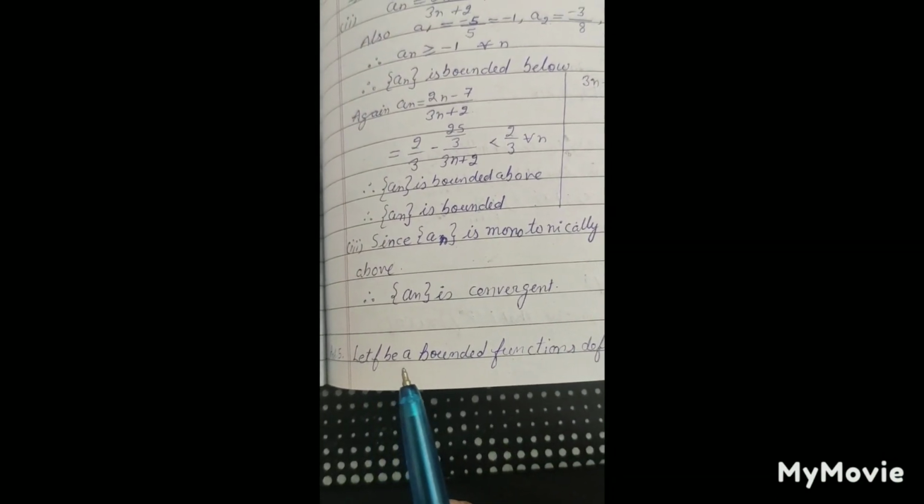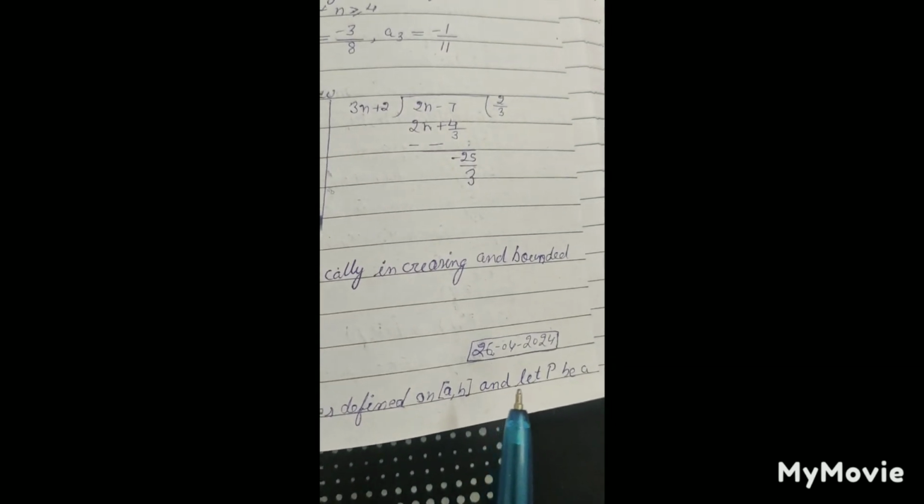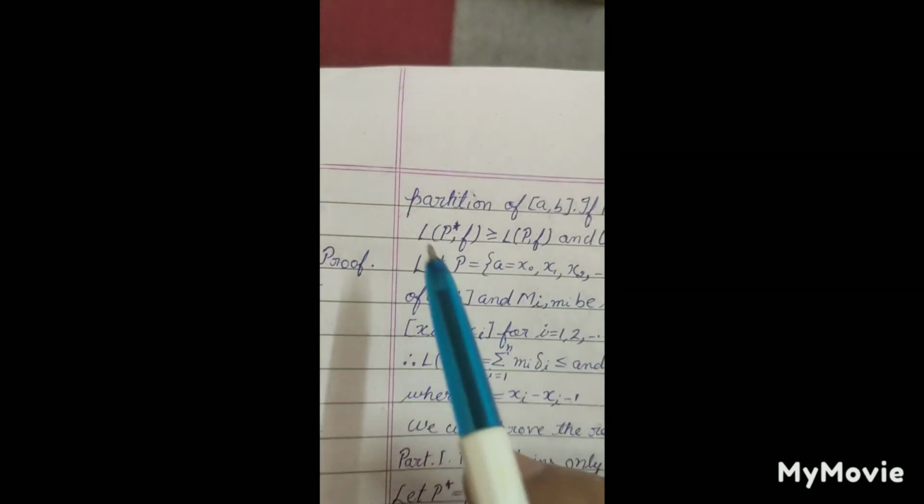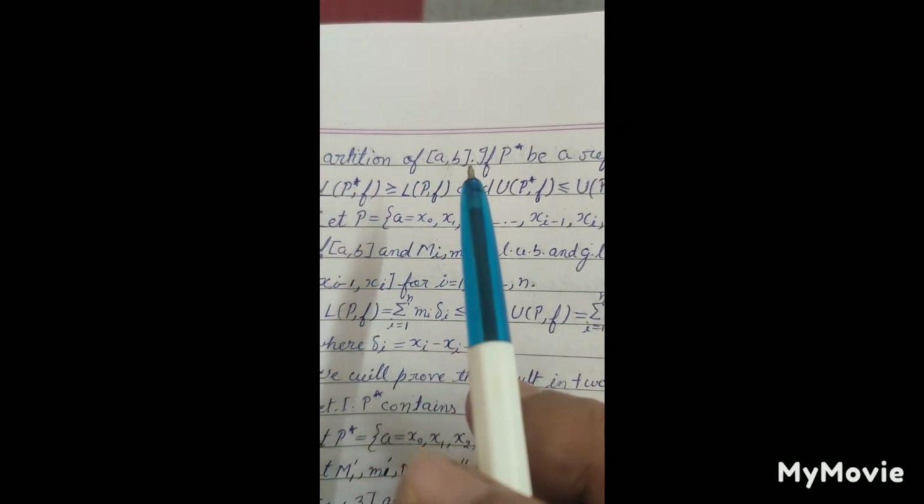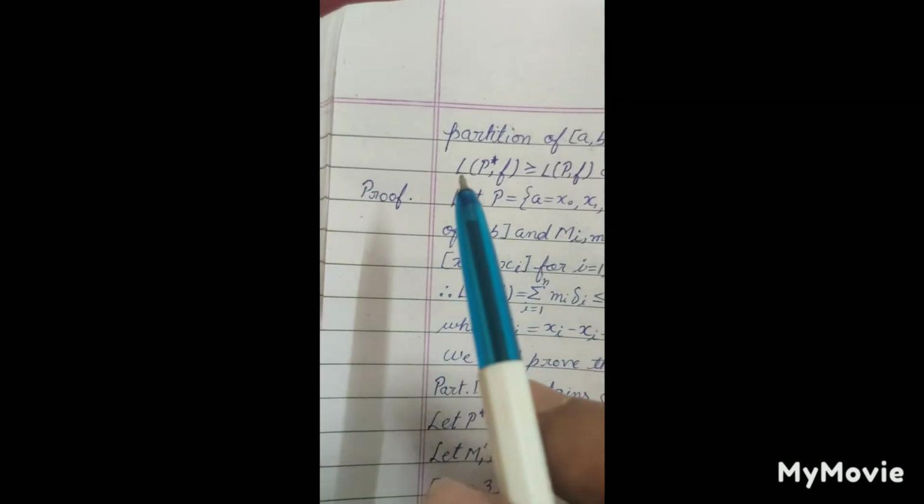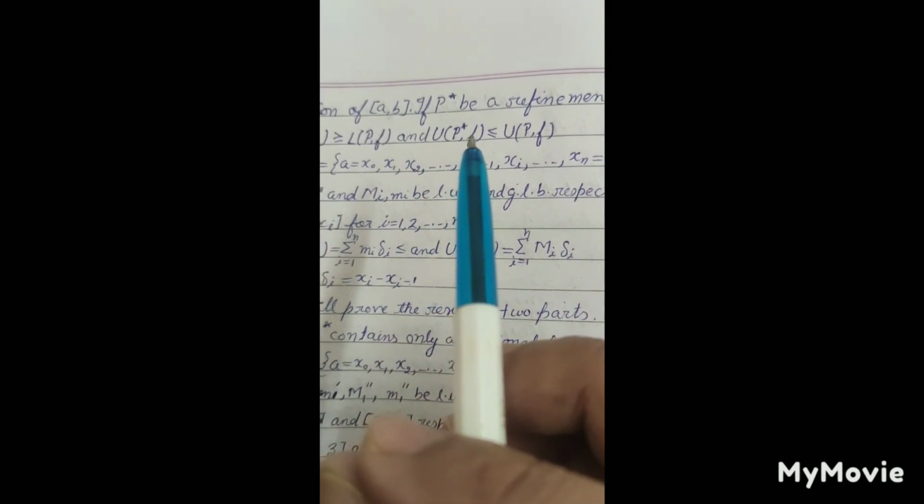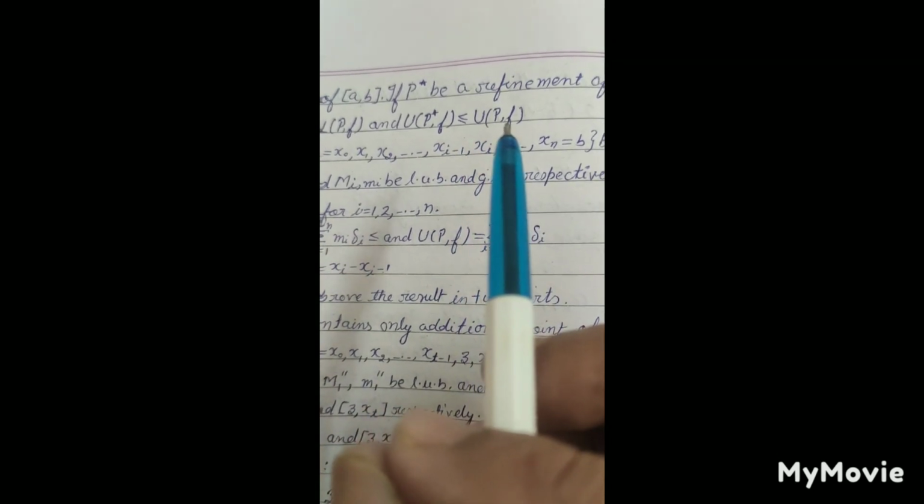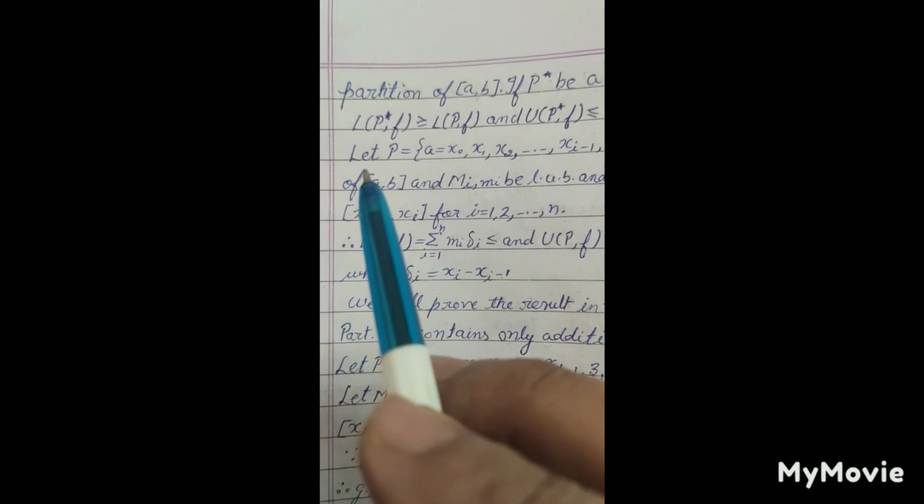Let f be a bounded function defined on the closed interval [a, b], and let P be a partition of [a, b]. If P* is a refinement of P, then L(P*, f) is greater than or equal to L(P, f), and U(P*, f) is less than or equal to U(P, f).